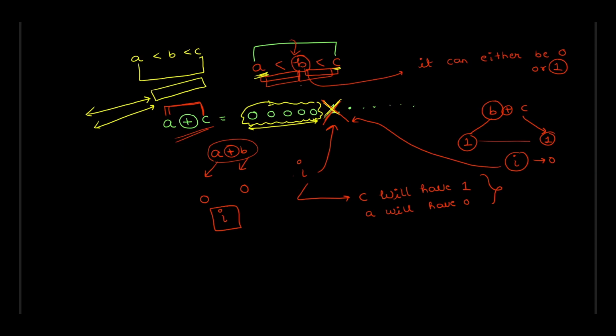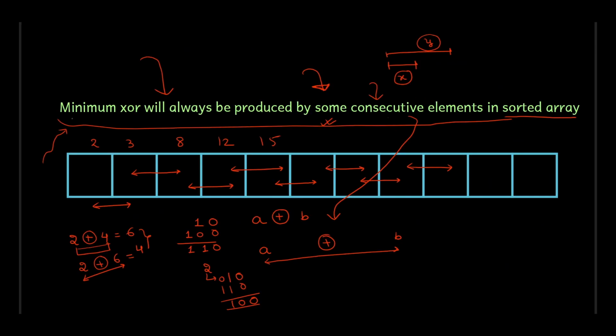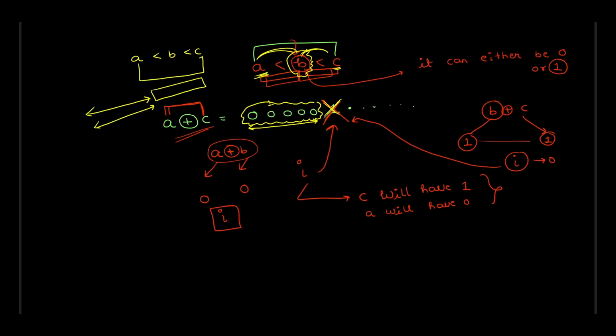So we have shown that if there is a number in between that is available, then XOR will always become smaller by either switching to the left hand side or to the right hand side, right? Depending upon which one has a 0 and which one has a 1. And in this manner, we have proved that minimum XOR will always be produced by some consecutive elements of the sorted array, right?